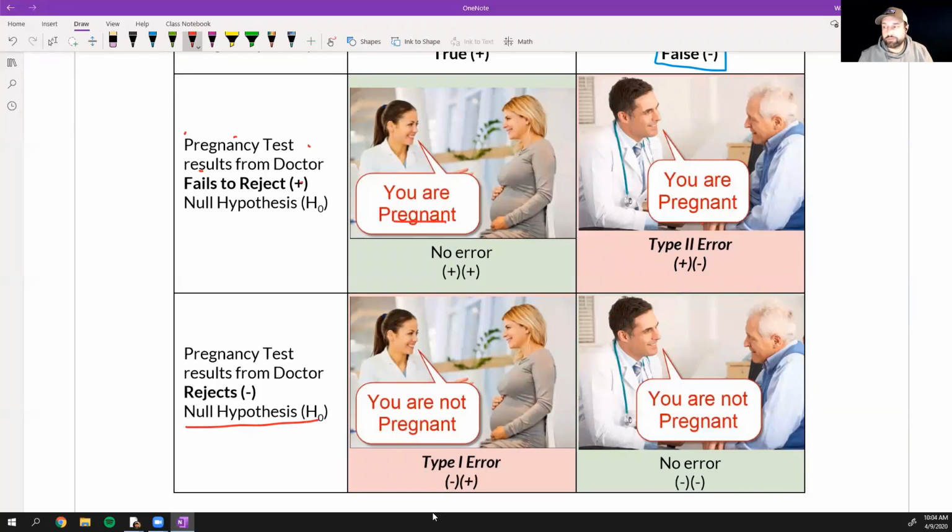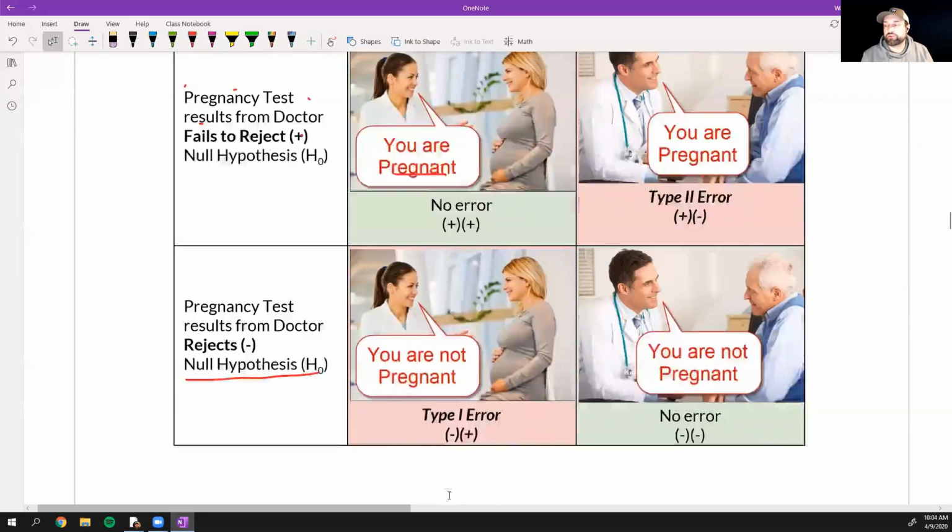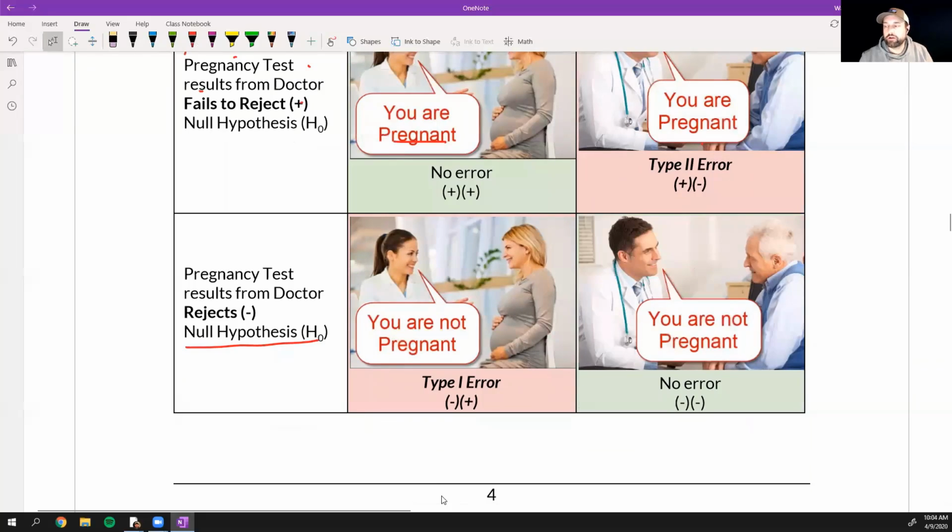Where we get into trouble is type 1 and type 2 errors. So this is a situation, if we look at this type 1 error, where the person is pregnant, but the test says you are not pregnant. That is a type 1 error. Biologically, the person's pregnant, but the pregnancy test says you're not pregnant. This is a type 1 error. And so this is a case where the hypothesis is true, but the test is false.